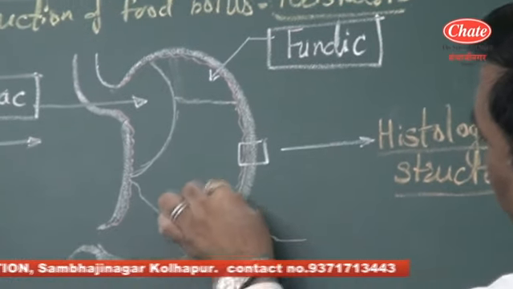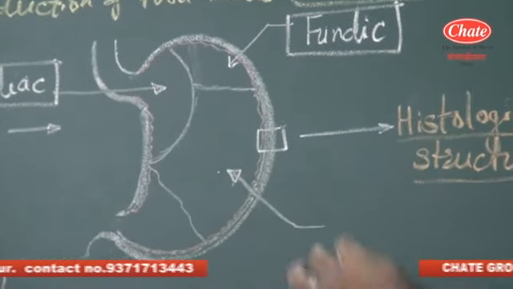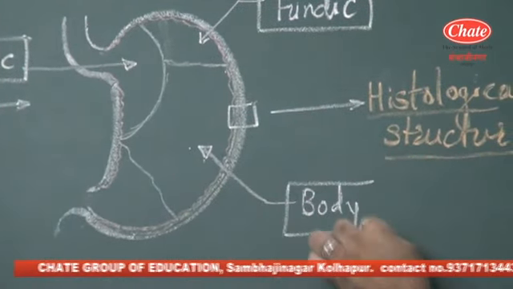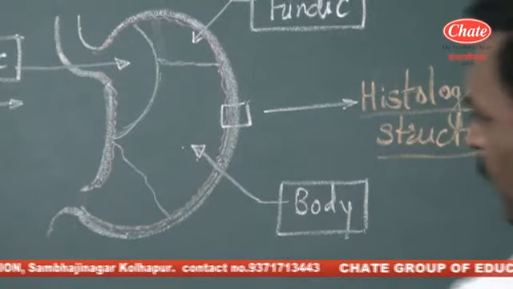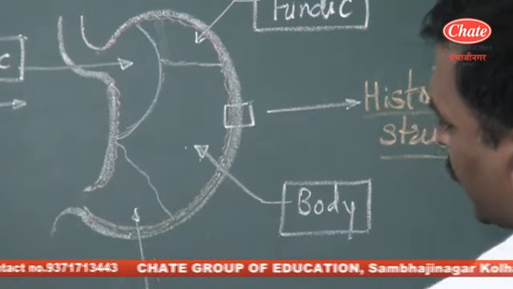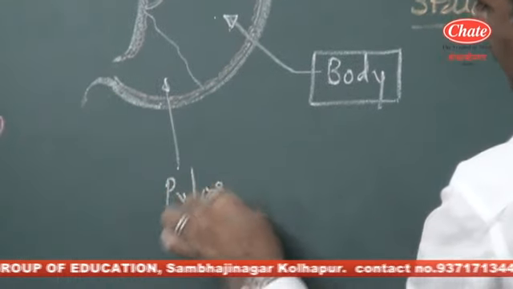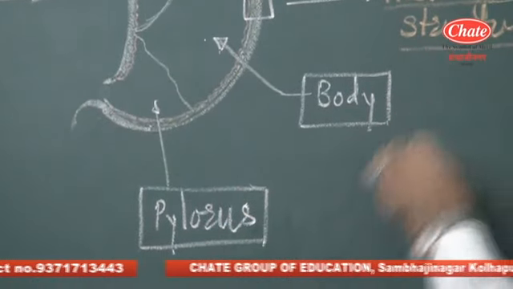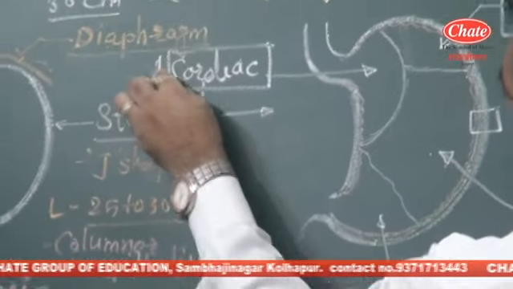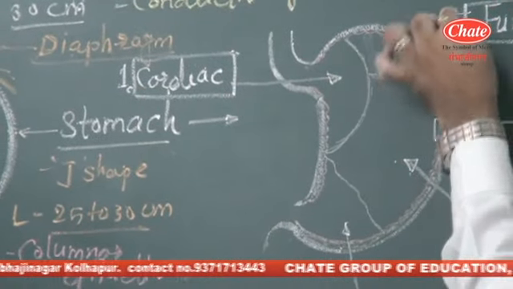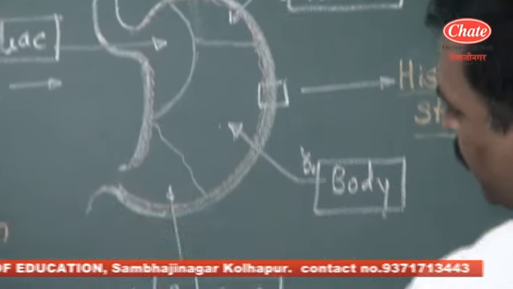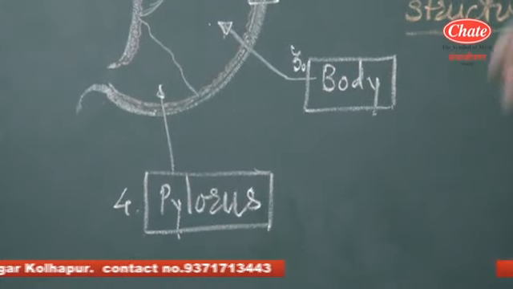Third, which is the actual main site of digestion, is termed the body of the stomach, while the posterior-most portion is termed the pylorus or pyloric stomach. So internally the stomach has four regions: cardiac, fundus, body and pylorus. So these are the regions.